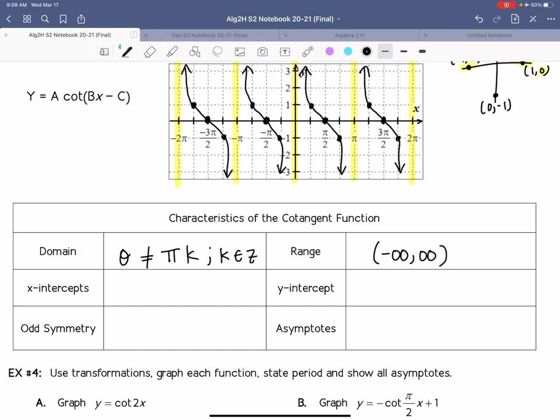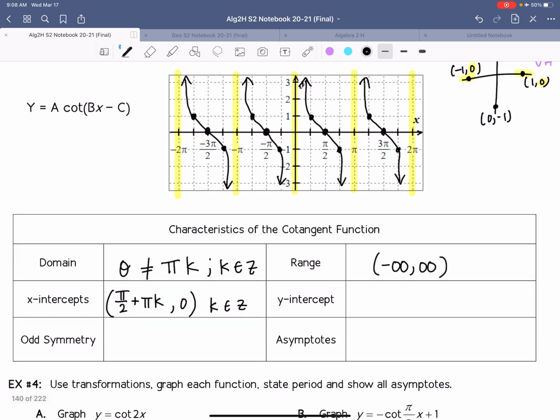My x-intercepts, if you guys notice now, they're at pi over 2. So pi over 2, 3 pi over 2, negative pi over 2, and so on. So my x-intercepts are at pi over 2, and they're all a distance of pi away from each other. So plus pi k. And again, k is an element of z.